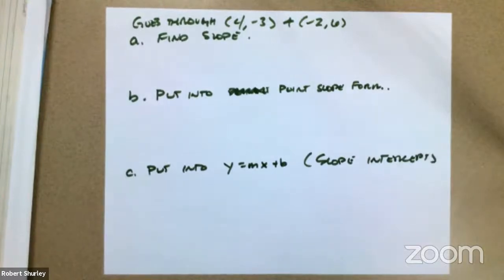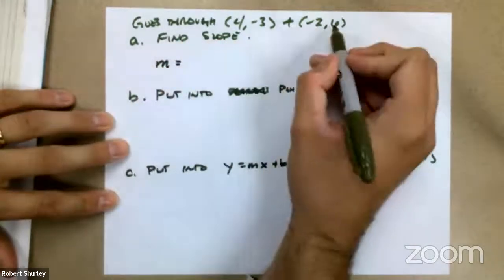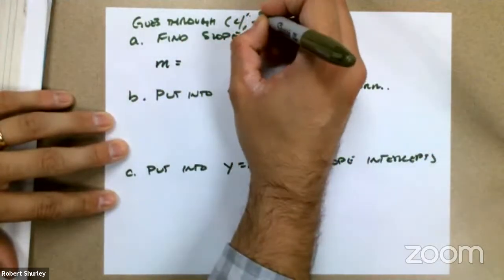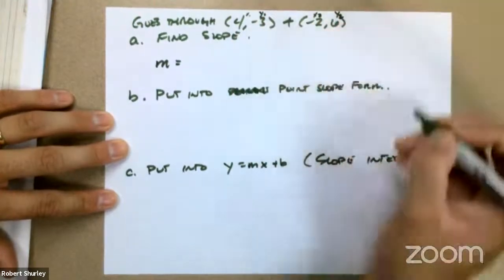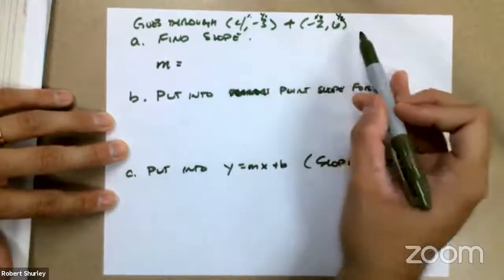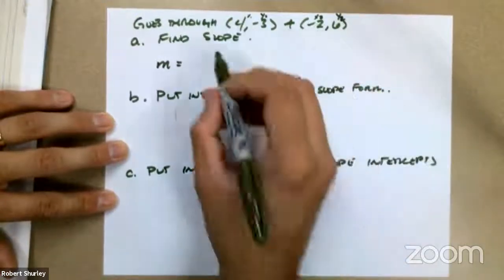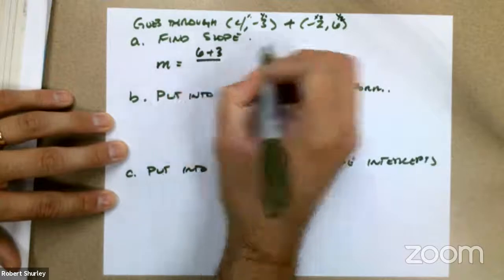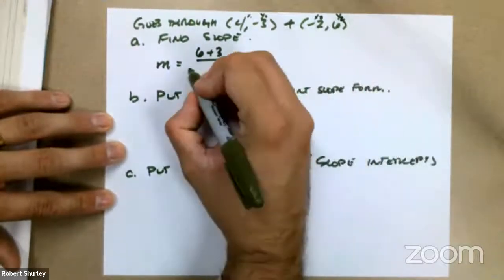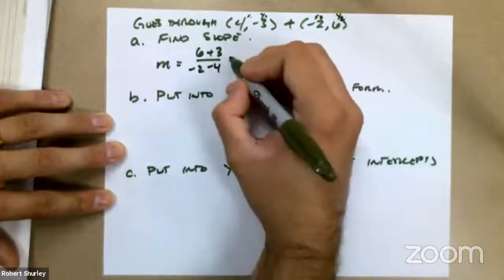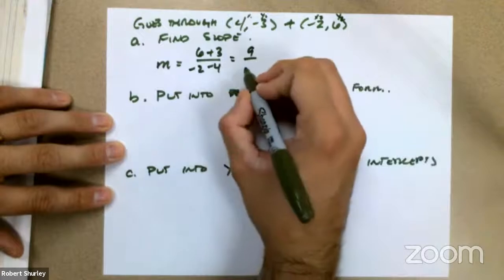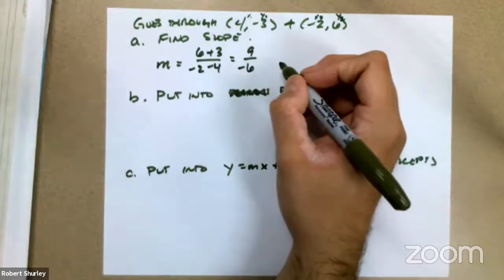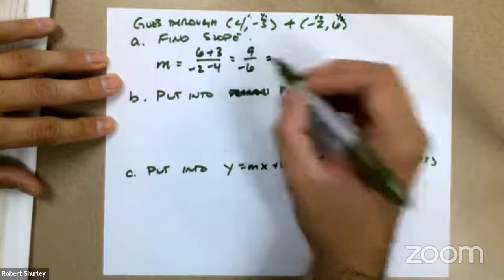So first off, to find the slope, we know it's just the change in y over change in x. So I'm going to call this x1, y1, then this x2, y2. Marker's kind of not fine enough to write up there. But if we did change in y, we'd do 6 minus -3. So really 6 plus 3, right? 6 minus -3. And then -2 minus 4. So we'd wind up with 9 over -6. Ugh. Fractions.